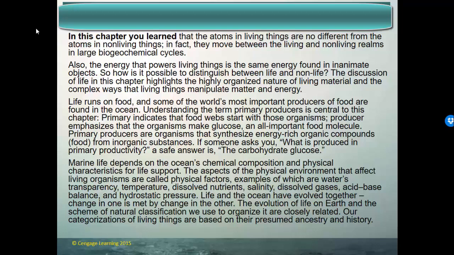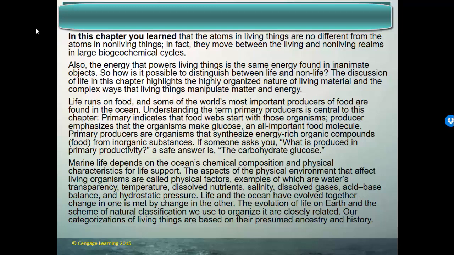So your perspective on chapter 12 is that what we learned here is that atoms in living things are no different than the atoms in non-living things. As a matter of fact, the atoms go back and forth between the living and non-living in those large biogeochemical cycles. We also learned that the sun is the energy that powers all living things, and it's the same energy found in inanimate objects, that we can get that energy out of inanimate objects, we can get it from the sun. So one of the questions of this chapter is, how is it possible to distinguish between life and non-life?